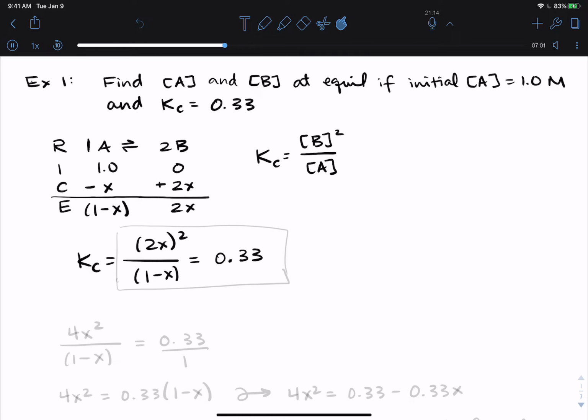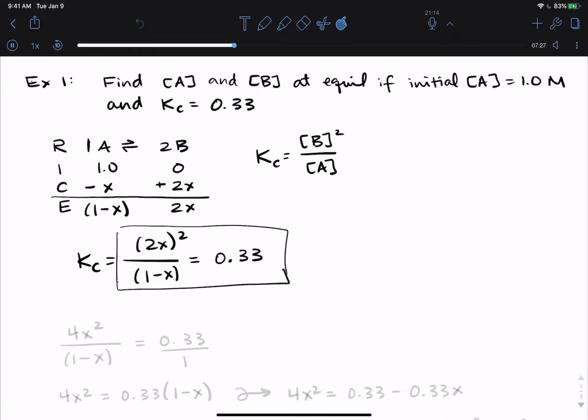0.33. So I have an algebraic equation that I'm capable of solving. So this is obviously going to take us a little bit to get through, but this is algebra that you know how to do, and you should practice this a lot if you feel like you need a refresher.